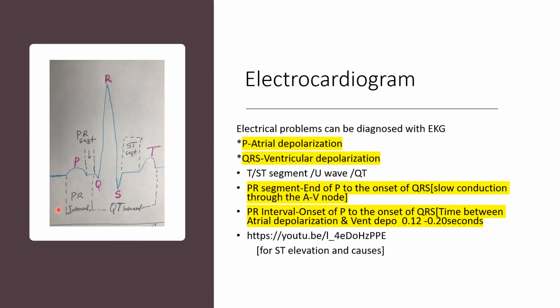I hope that you won't mind my sketch. I'm not a good artist. You can see that this is the P wave. This is the QRS complex, and this is the T wave. I'll be limiting myself to the P wave and QRS complex today, because that's what we need for atrial fibrillation.